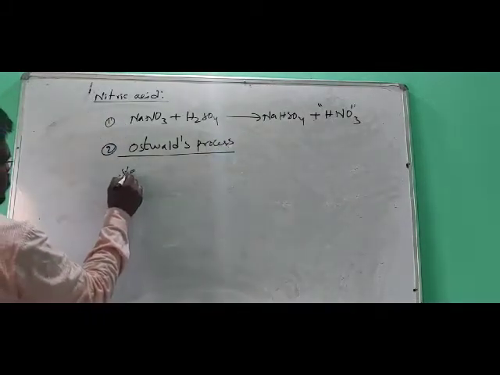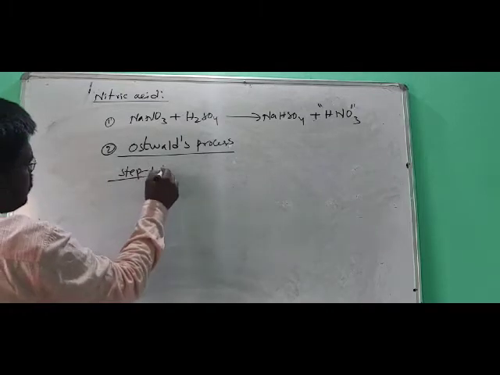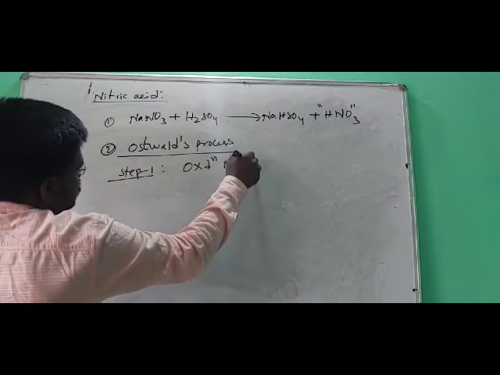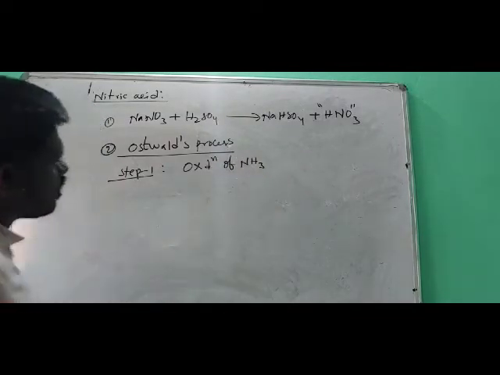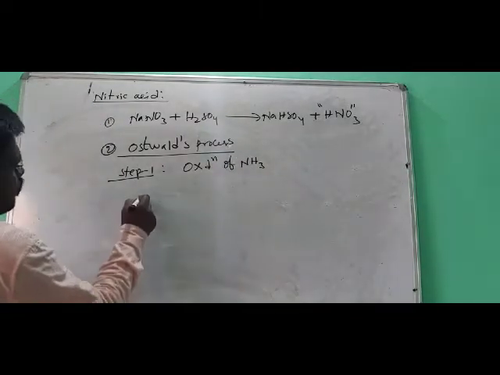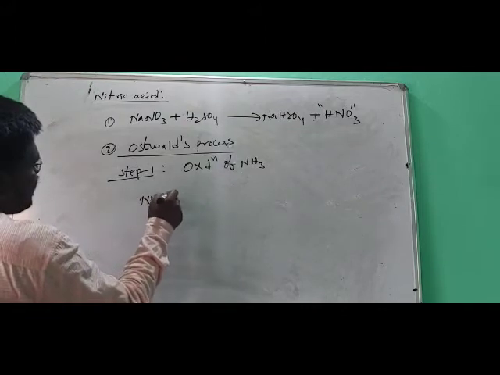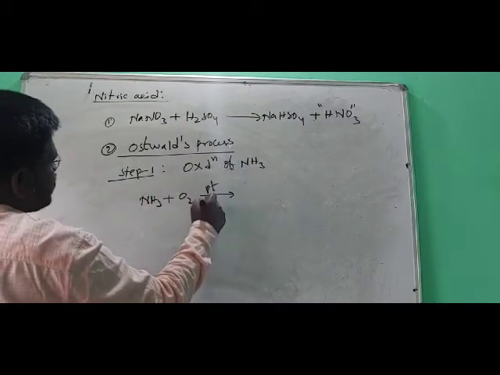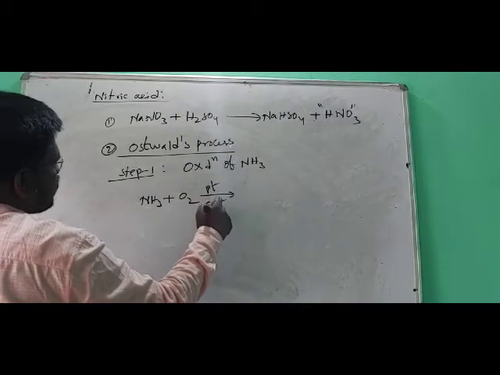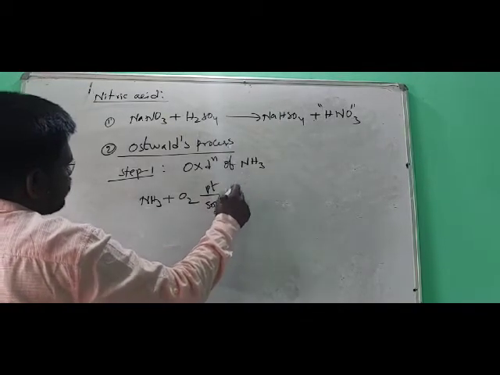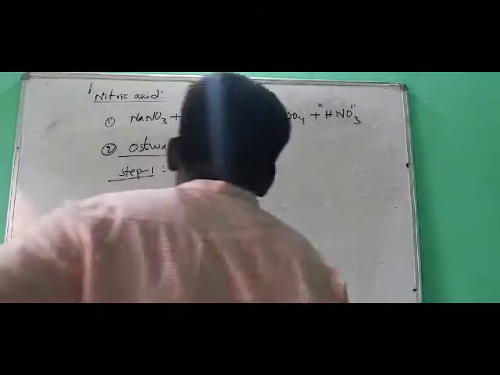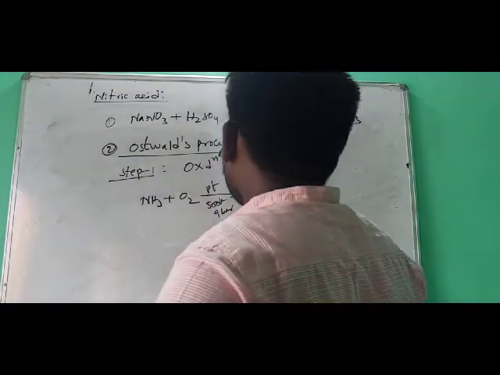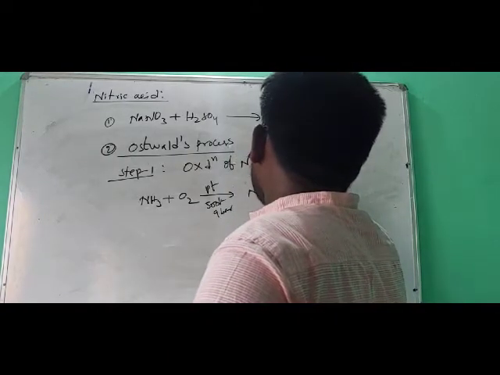Step 1, oxidation of ammonia. Here ammonia is treated with oxygen in the presence of a platinum catalyst at 500 Kelvin temperature and 9 bar pressure. Under these conditions, ammonia is oxidized to nitrogen monoxide and gives water.